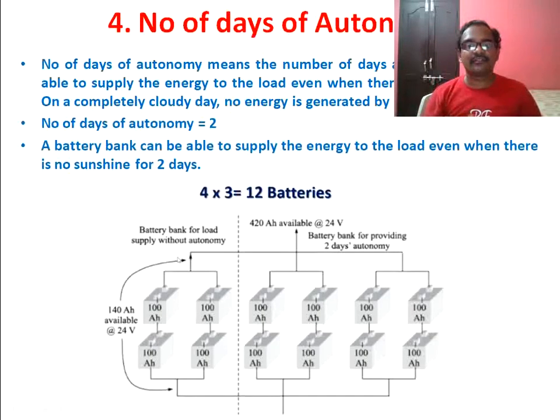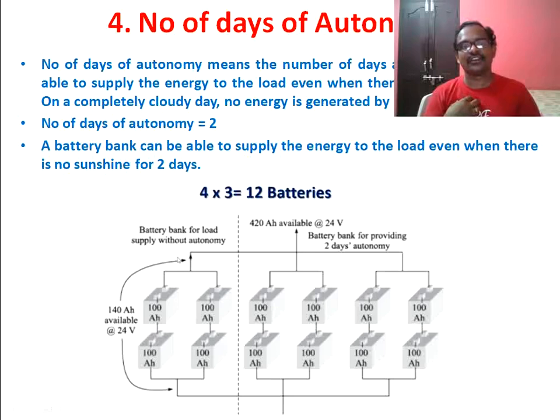Now, the number of days of autonomy. The number of days of autonomy means the number of days a battery bank can supply energy to the load even when there is no sunshine, that is, on a cloudy day or when no energy is generated by the PV panel. The number of days of autonomy asked for in this problem is 2. The customer asked for 2 days of autonomy.